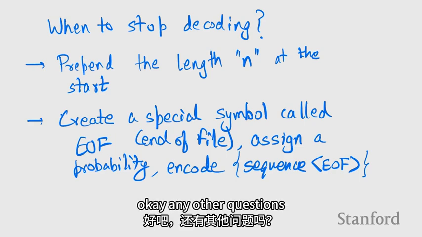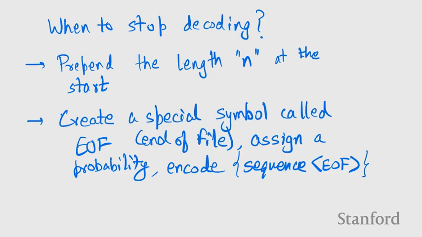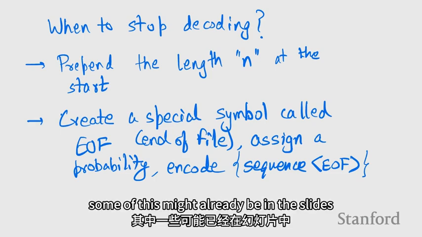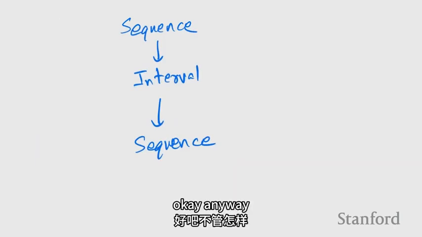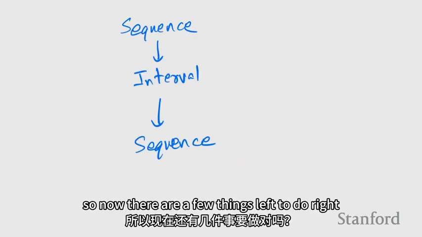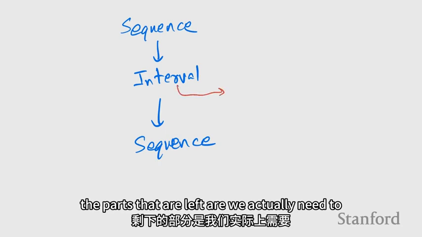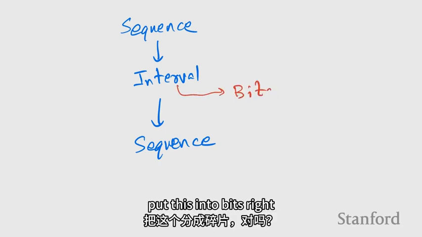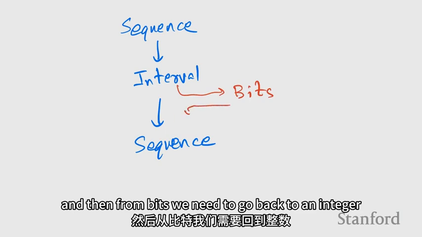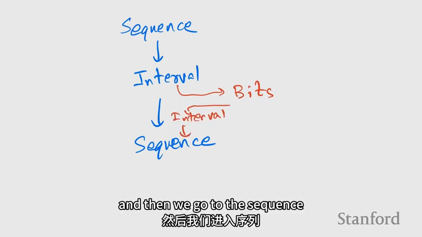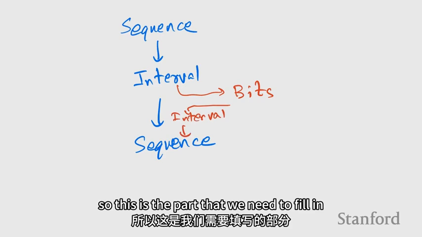Okay, any other questions? I think I went a bit out of order. Some of this might already be in the slides, but anyway. So now there are a few things left to do. This is not enough. We actually need to put this into bits, and then from bits we need to go back to an interval, and then to the sequence. So this is the part that we need to fill in.